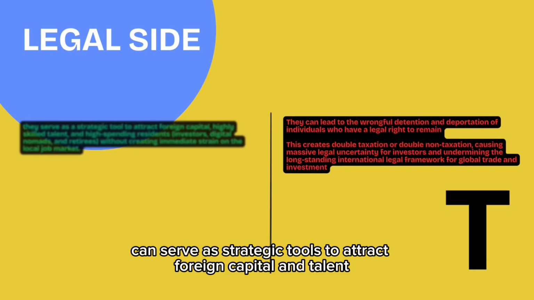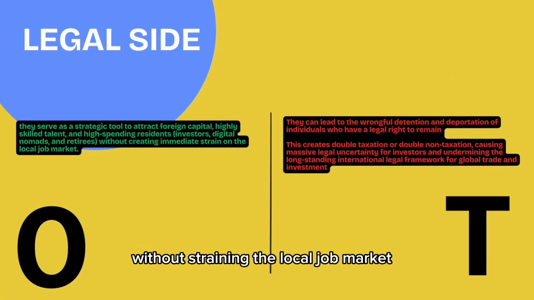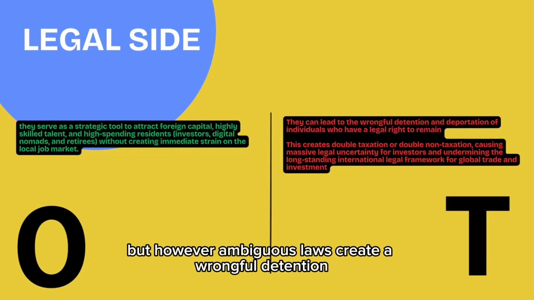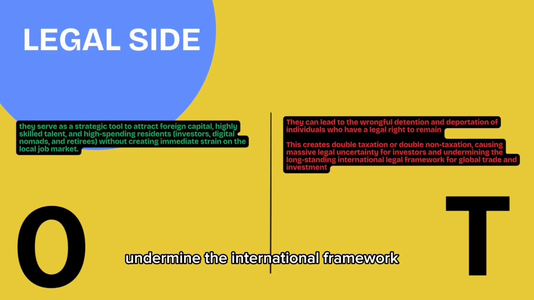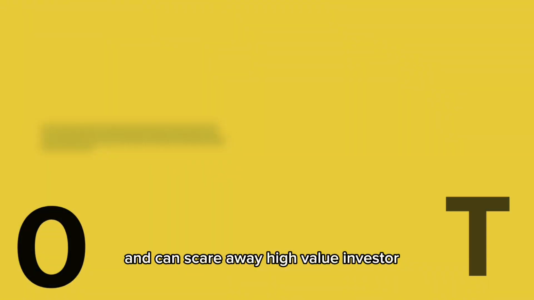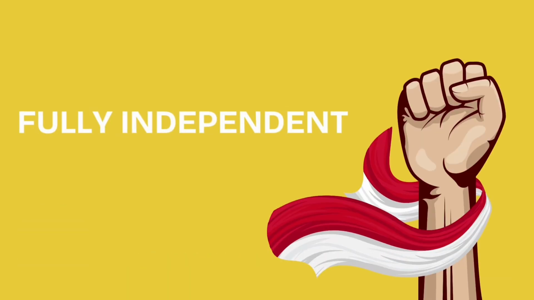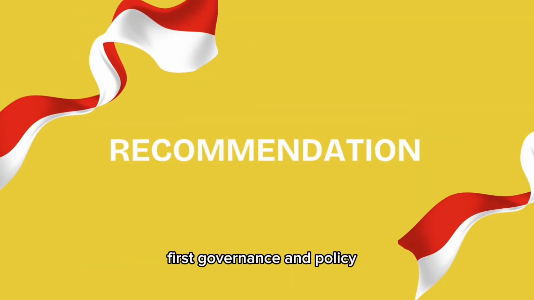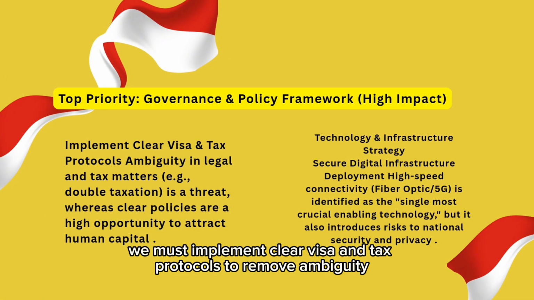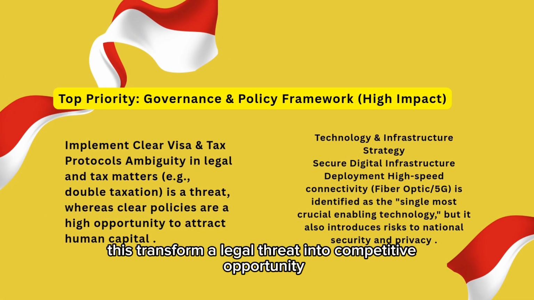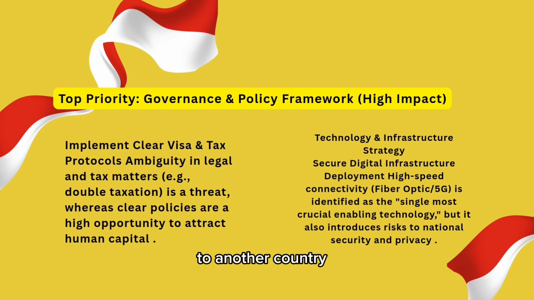Finally, the legal framework. The opportunity: clear laws can serve as strategic tools to attract foreign capital and talent without straining the local job market. However, ambiguous laws create wrongful detention, undermine the international framework, and can scare away high-value investors. So, if you want to be fully independent, here's the strategic recommendation. First, governance and policy. We must implement clear visa and tax protocols to remove ambiguity. This transforms a legal threat into a competitive opportunity against other countries.